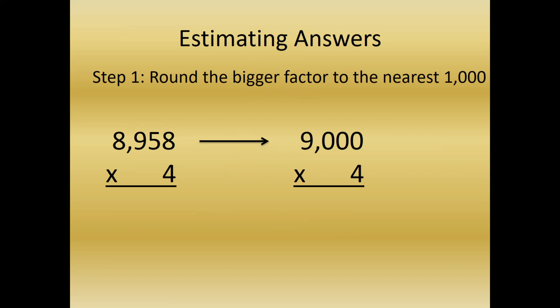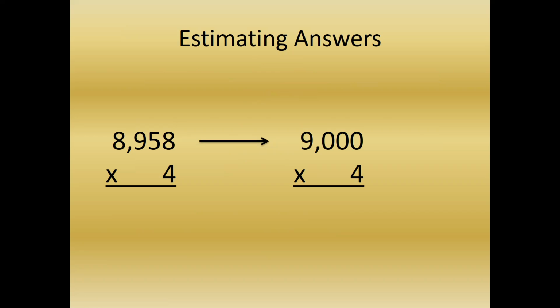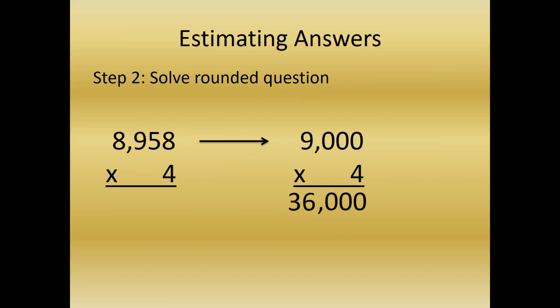So if we're going to do this properly, we're going to do 9 times 4, which is 36. And then we have 3 zeros to add on to the end of it because there's 3 zeros in 9,000. So it means our answer to 9,000 times 4 is 36,000.